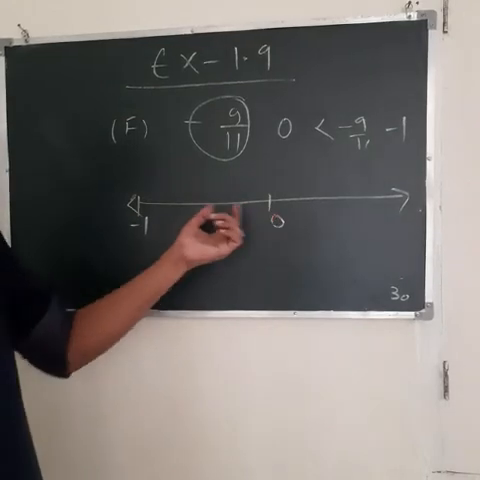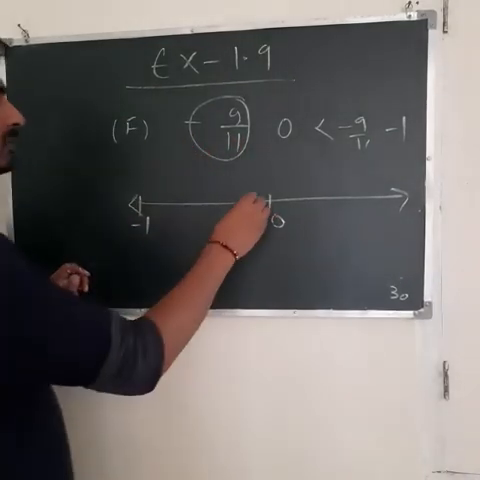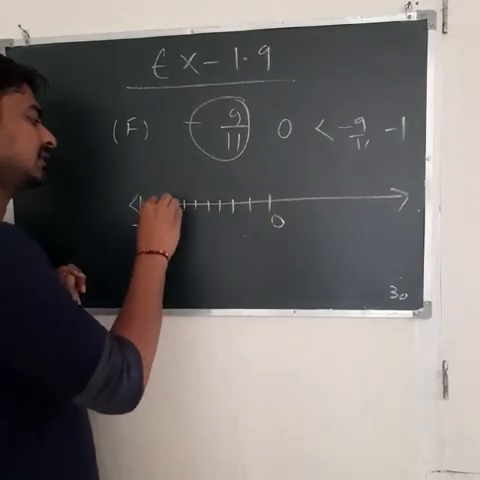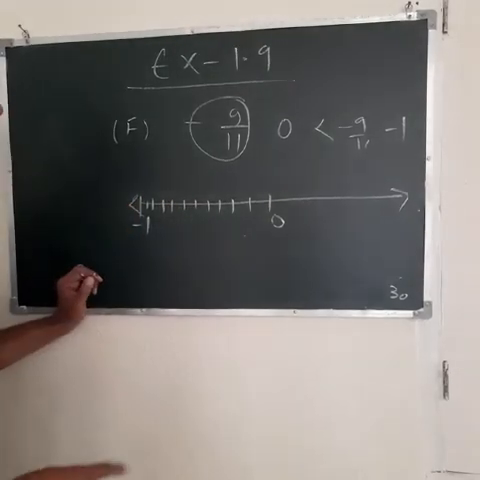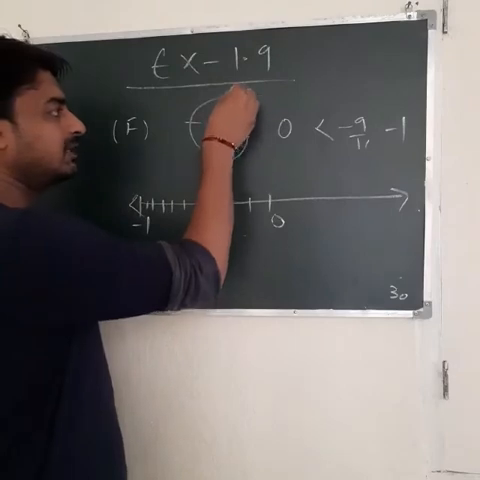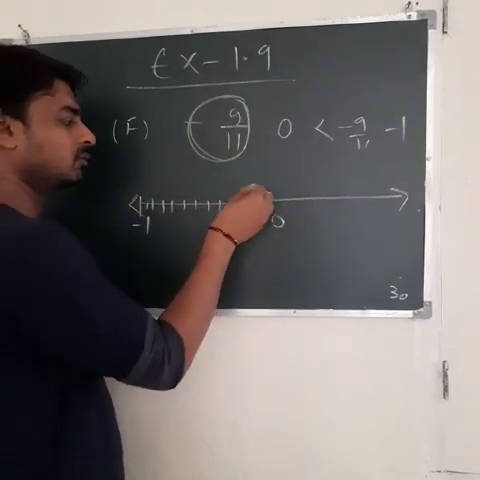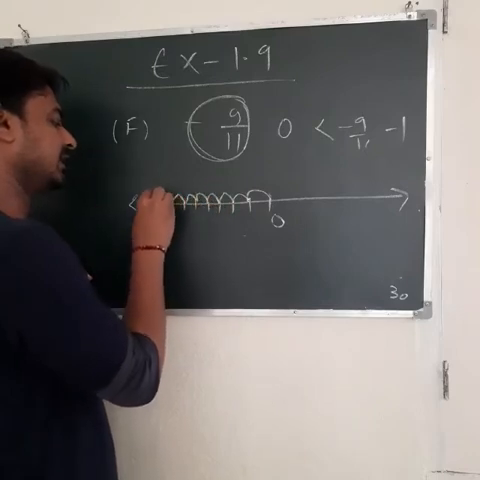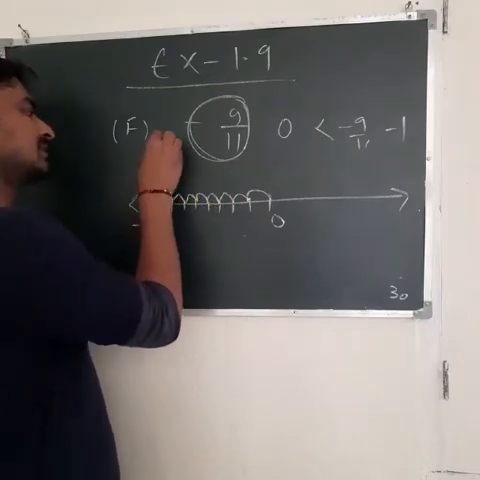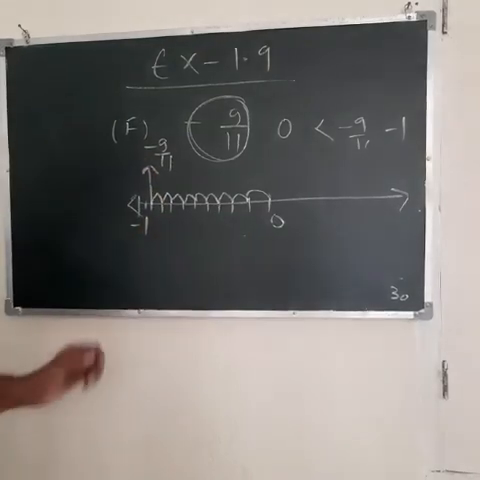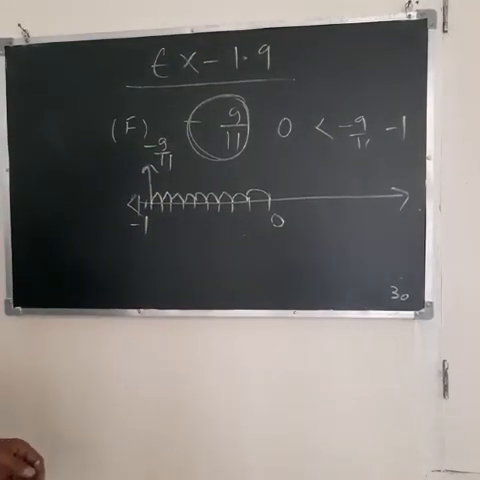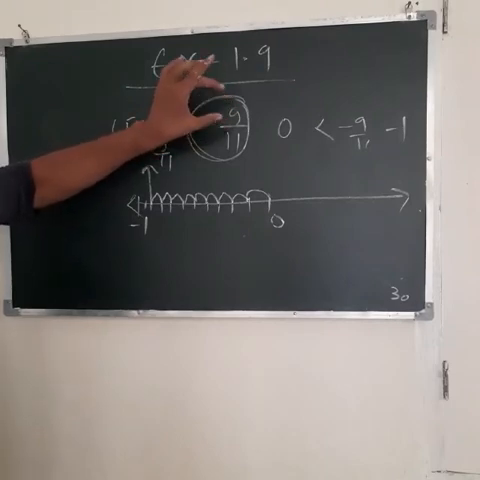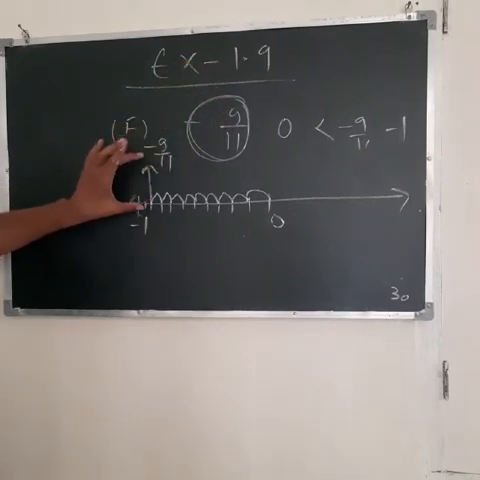In between 0 and minus 1 the total parts are 11. Mark it here: 1, 2, 3, 4, 5, 6, 7, 8, 9, 10, 11. Here we have to write minus 9 upon 11. This is the 1st time, 2nd, 3, 4, 5, 6, 7, 8, 9. So this represents minus 9 upon 11 on a number line. The numerator tells us how many parts are taken.